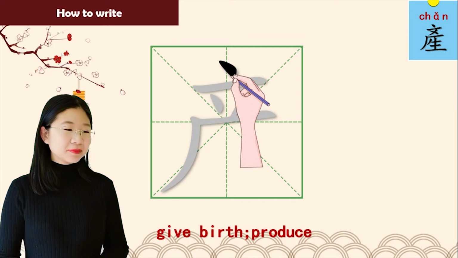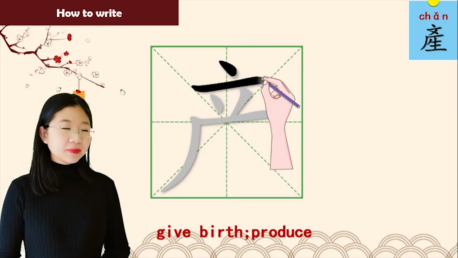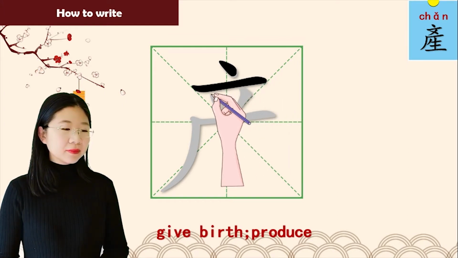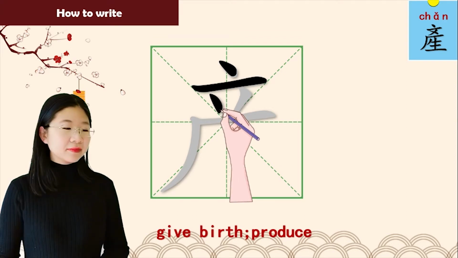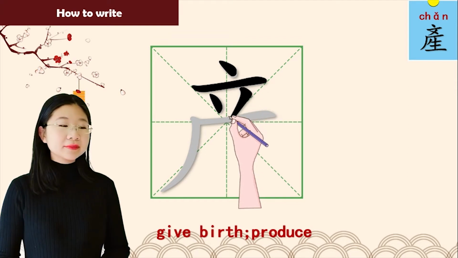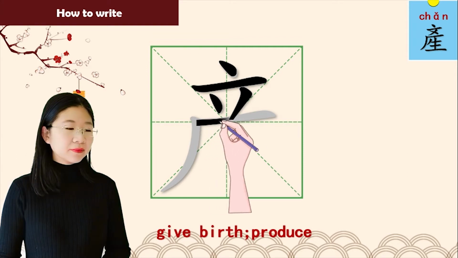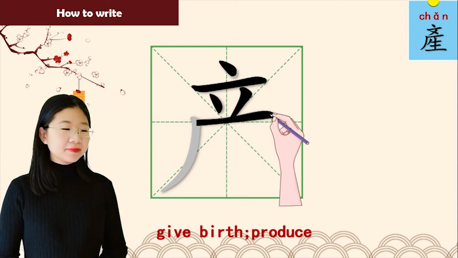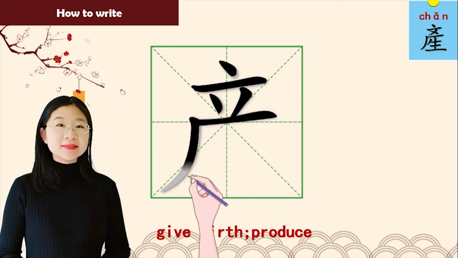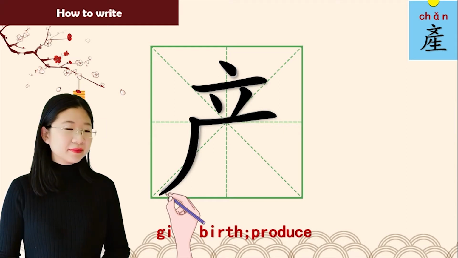1, 2, 3, 4, 5, 6. So there are 6 strokes in this character.